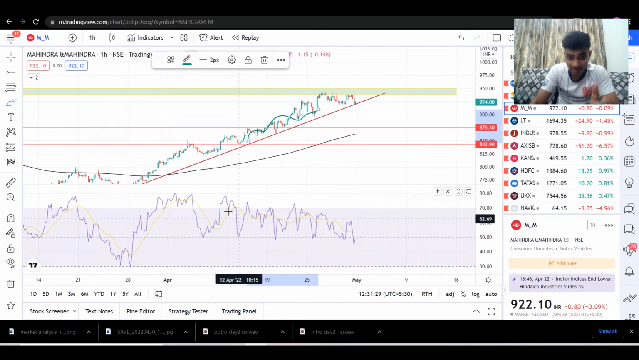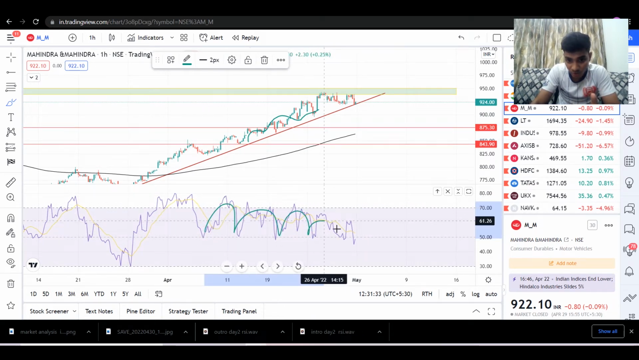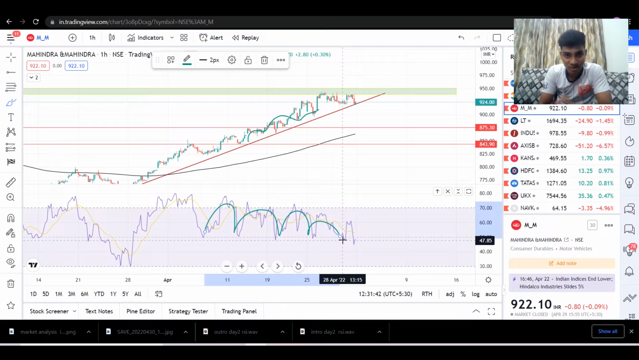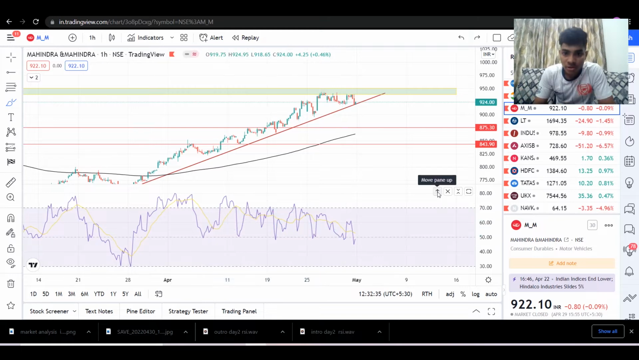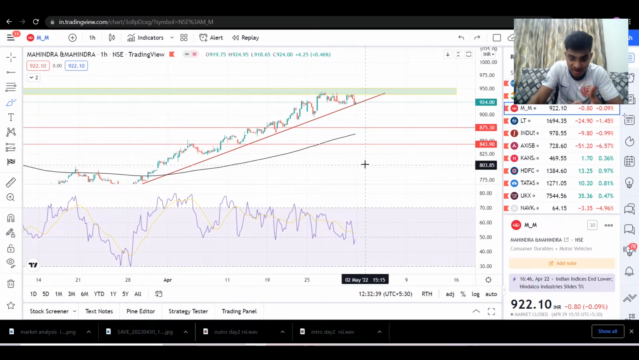Alright, but the momentum is dropping lower and lower, which clearly says that there is a bearish divergence over here. Now if you have not checked out the RSI divergence video, I'll put the link in the description below. Make sure you watch that video completely to understand what is bullish divergence and what is bearish divergence. So now you can see that Mahindra and Mahindra has formed a bearish divergence that is also on top of the resistance. Now what to do next?